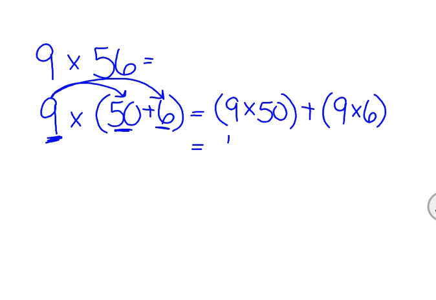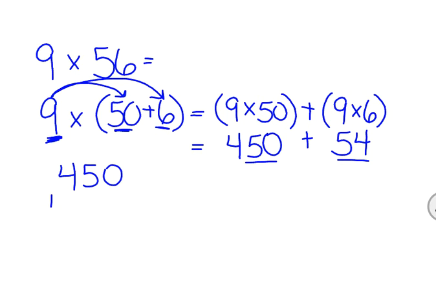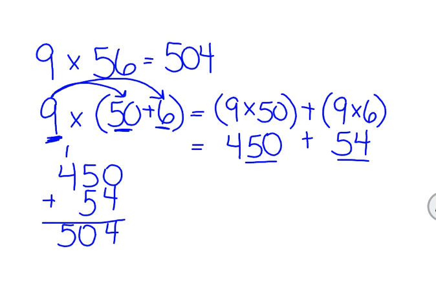And I get 450 as this product. And 9 times 6 is 54 on this end. So I have a product of 450 and 54. My last step is to add those 2 products together. Make sure we're lining those numbers up correctly. And I get a product of 504. This is how we multiply using the distributive property.